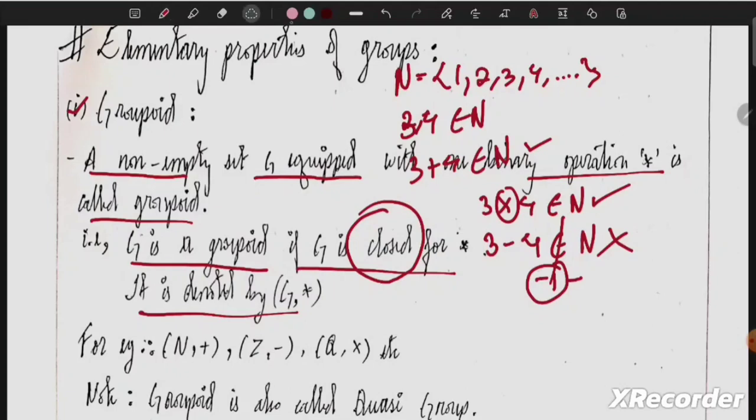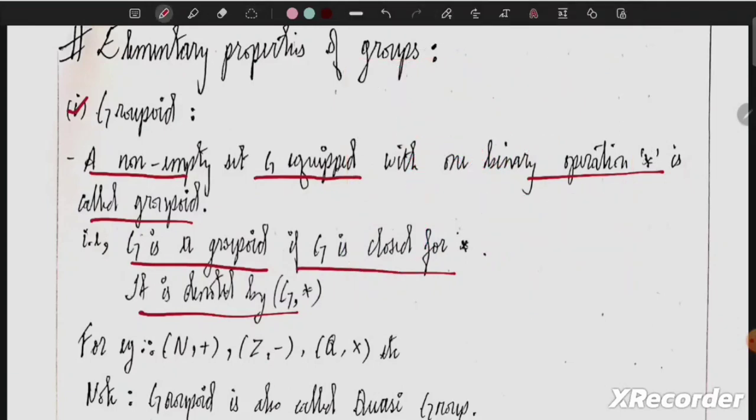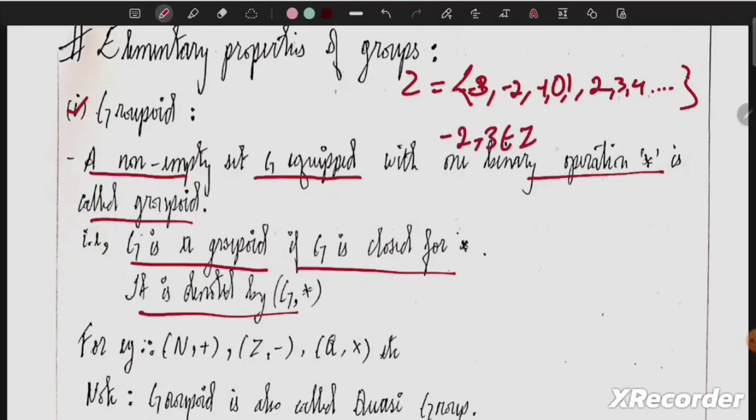Now let us see for the set of integers. We know that the set of integers is given by Z equal to ..., 0, 1, 2, 3, 4, ..., minus 1, minus 2, minus 3, and so on. If we take two numbers, say minus 2 and 3 belong to Z, and apply the addition operation to them, we see that the end result is an integer itself, so it satisfies the closed property.